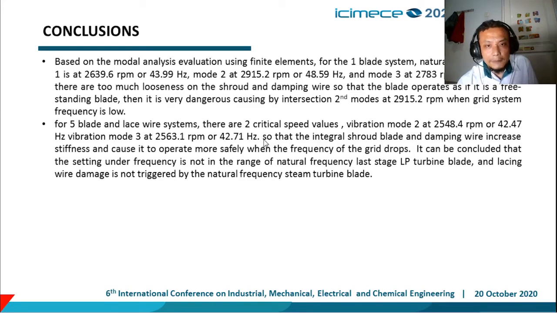This is not within the limit of low frequency, because the low frequency limit at which the unit is expected to stay connected to the grid is 47.5 Hz. This is safe because it is in the area below the low frequency limit of the system. So the integral shroud and damping wire increase stiffness and cause it to operate more safely when the grid frequency drops below the nominal frequency of 50 Hz and the limit is 47.5.